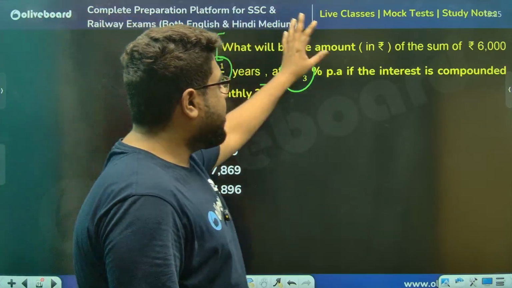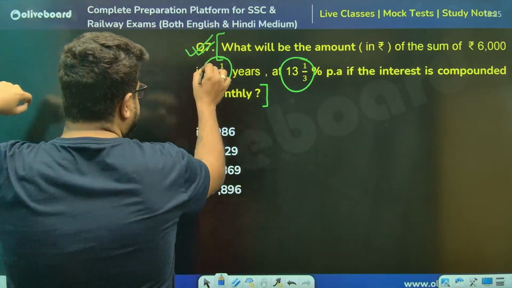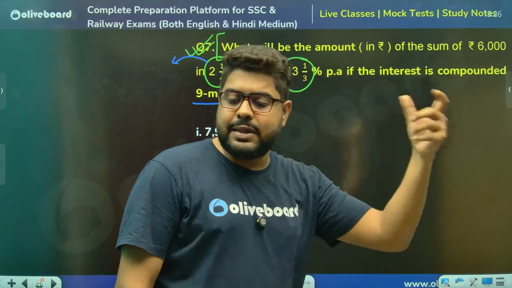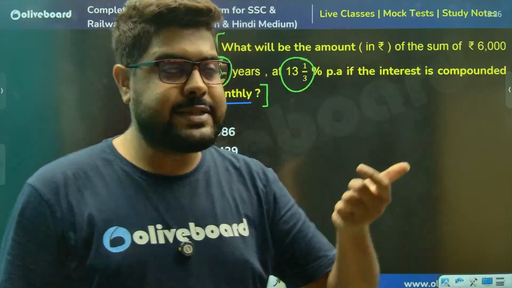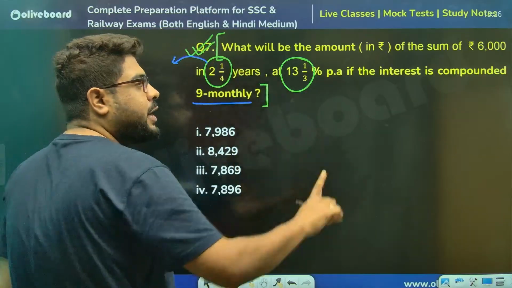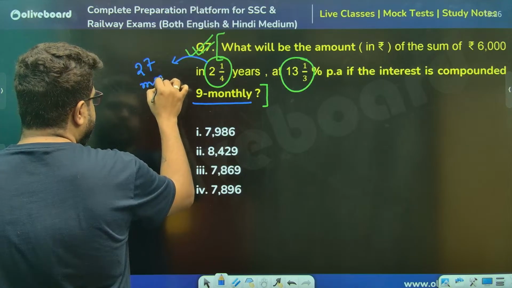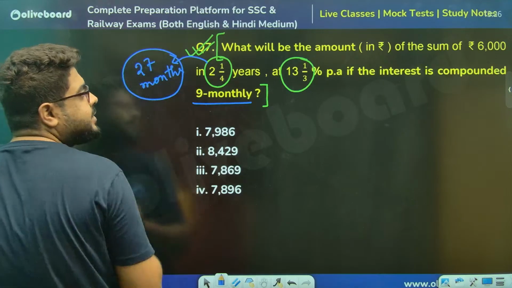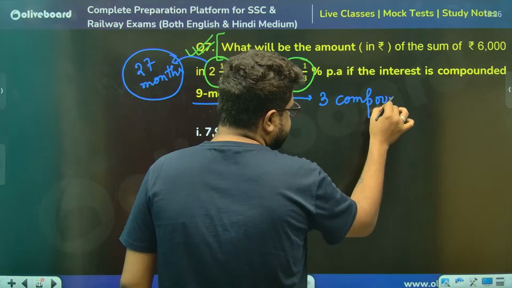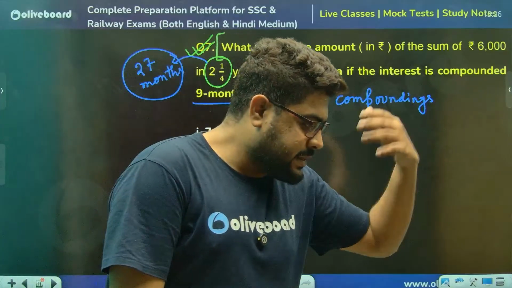What will be the amount of the sum of 6,000 rupees in these many years? Sir, calculate months first. Why? Because this is 9-monthly interest. Compounding is happening every 9 months, so month-wise calculation will be better. 2 years means 24, and a quarter of a year means 3 months. So this is a 27 months period. How many compoundings? This means 3 compoundings: 9 months, 9 months, 9 months.